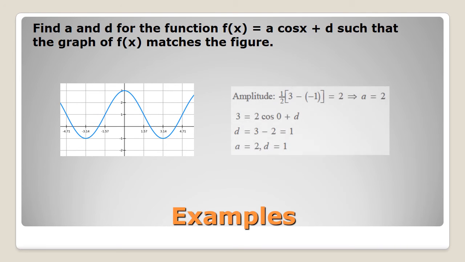Okay, the amplitude is going to be half the distance between the highest and lowest y value. Highest and lowest y value would be 3 and negative 1. The distance between them is 4. Half of that is 2, so a is going to be 2. D is the line that basically runs through the middle of that. It's the center line, which halfway in between negative 1 and 3 is positive 1. So D is 1, and our function would be 2 cosine x plus 1.